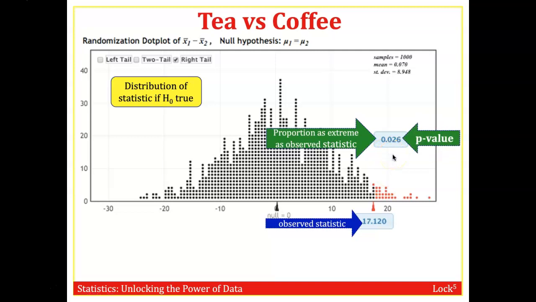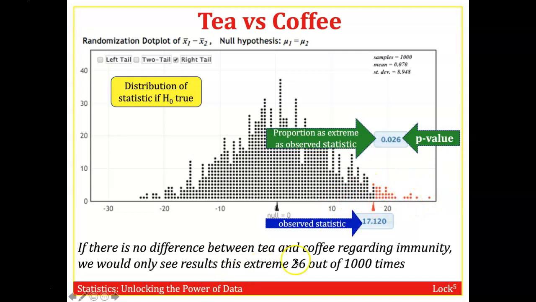Okay? The proportion as extreme as the observed statistic or more extreme, because we want to know how likely this could happen. If there is no difference between tea and coffee, we'd only see results this extreme 26 out of 1,000 times. That's how we get the 0.026. If we could count the dots, we'd count 26 of them at or beyond this point in the tail.